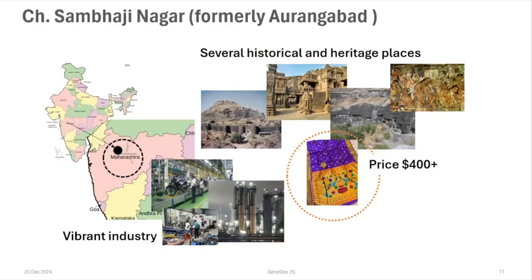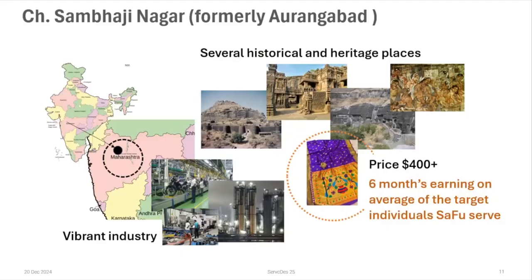$500 onwards. And just to contextualize, for the people who benefit from the work of SAFU, their six months' earnings is something like that. So you can see the kind of contrast, or the kind of challenges, which these people might be facing in their real life. This region also happens to be very arid and quite prone to very little monsoon, water scarcity, and so on. So it's a place where a lot of difference can be made to people's lives.